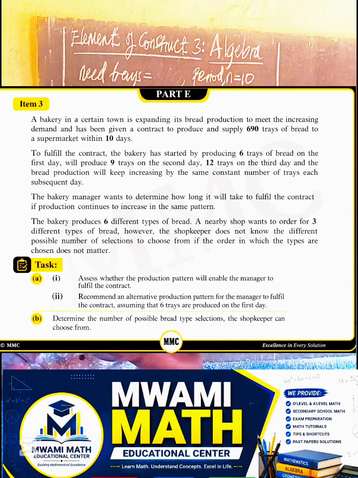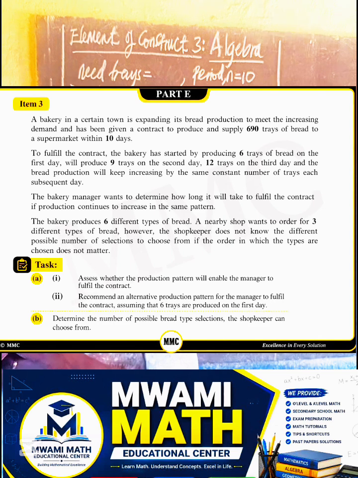And the task says, A, Roman 1, assess whether the production pattern will enable the manager to fulfill the contract. Roman 2, recommend an alternative production pattern to the manager to fulfill the contract, assuming that 6 trays are produced on the first day.